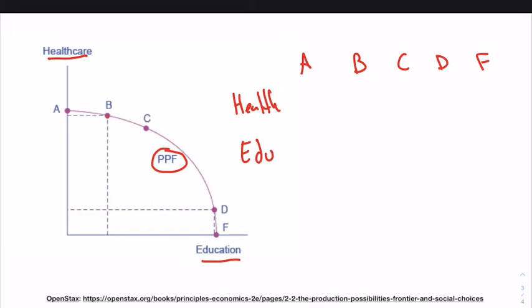So let's say at point A, we start off with 50 health, point B, 48, C brings us down to 40, D we get down to 10, and then we're at 0 for F. And then we move very similarly in education: 10 at B, let's say 20 at C, and then 48 and 50. Of course, starting off at 0 at A.